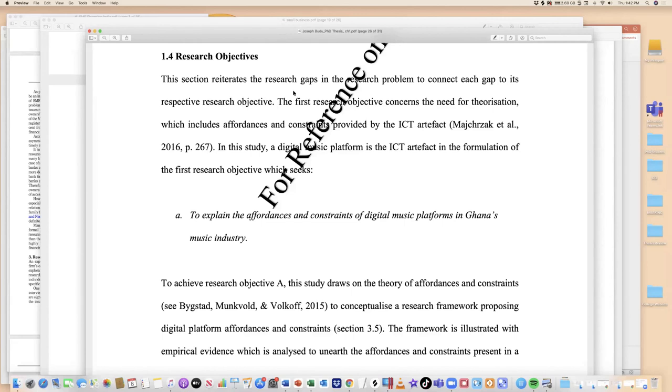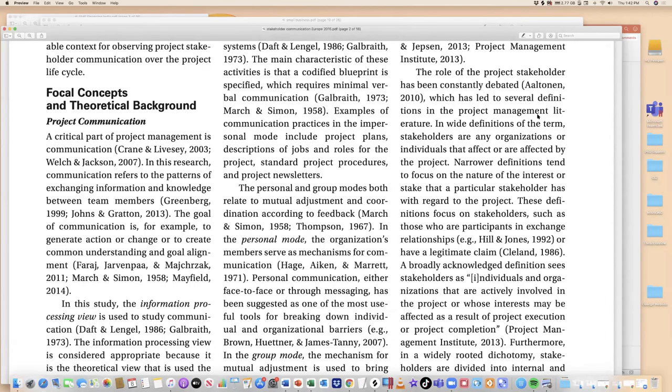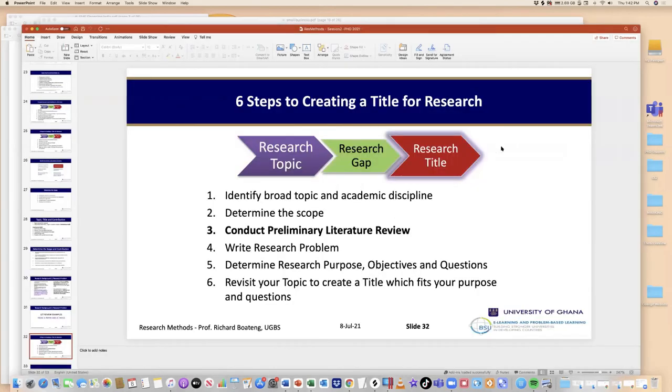Now, a lot has been said today. One of the things that I just want to emphasize here is that you need to be able to know where you are going with your research work. To know where you are going, you need to choose a topic and academic discipline, determine your scope, and then conduct some preliminary literature review so that you know what literature you have and how to bring it together and use it to write out a research gap and a research problem. It is not going to be easy, but I know you can do it.